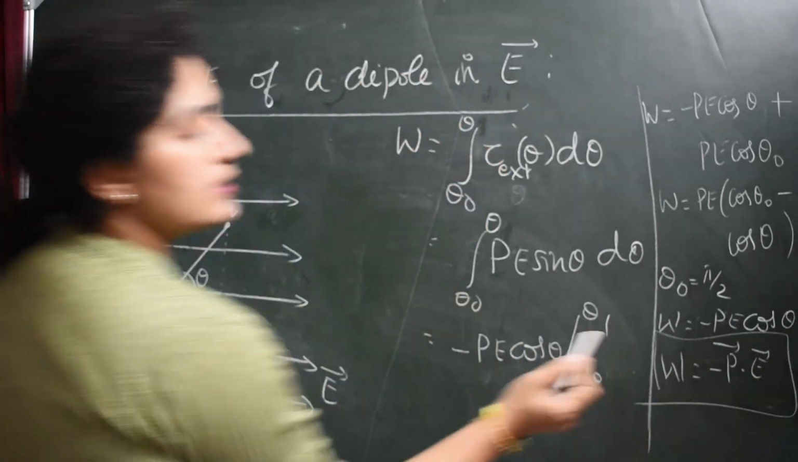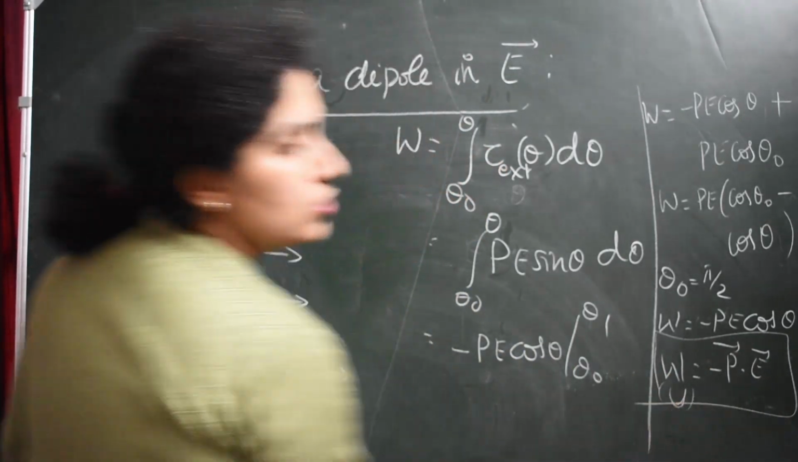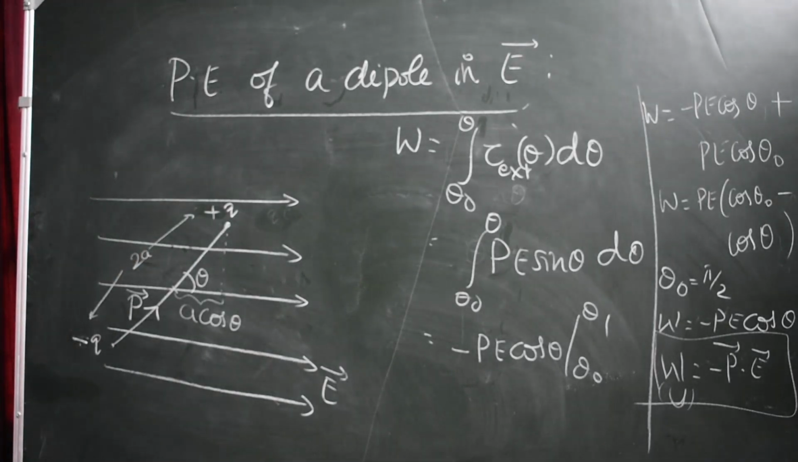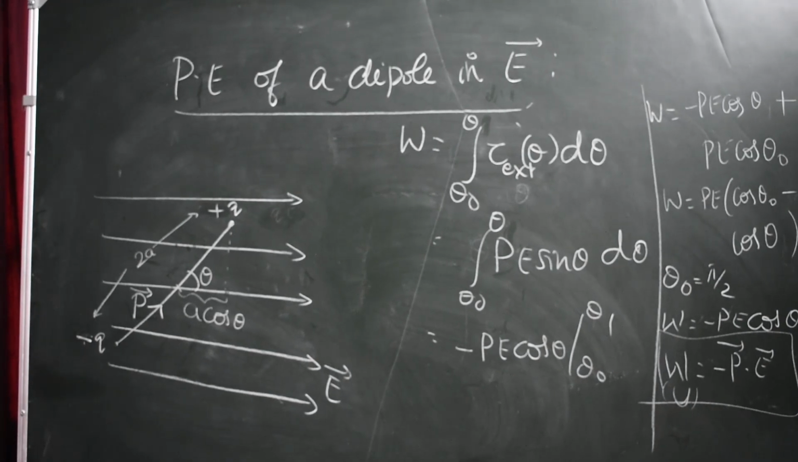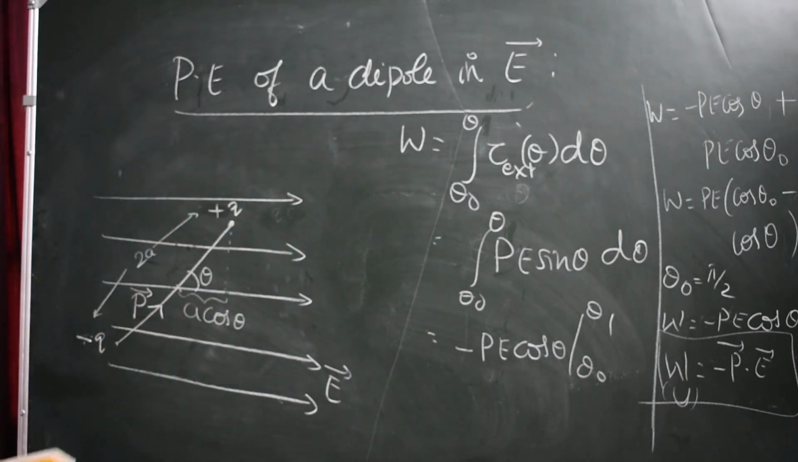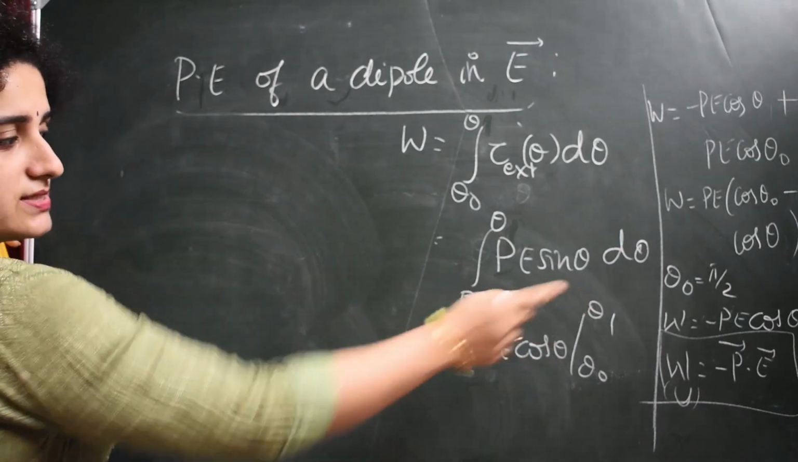So this is nothing but the potential energy. You can write this W as U also. So it is minus P dot E. This is the equation for the potential energy which is stored in the dipole. Under this you have three important conditions. First one is stable equilibrium.